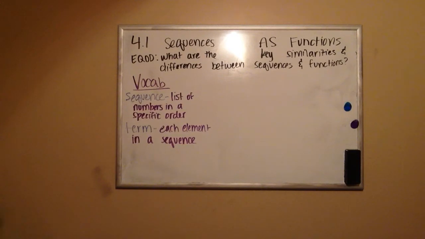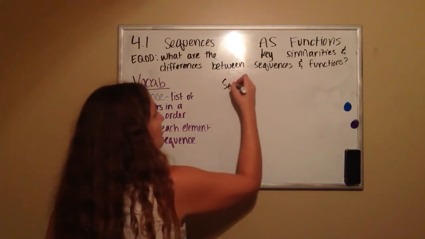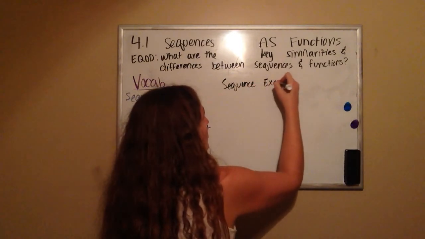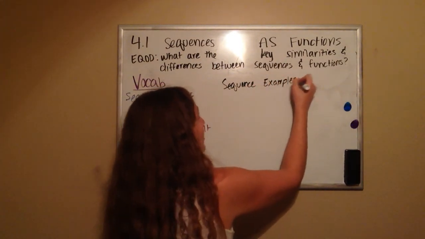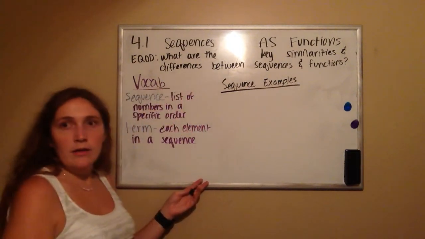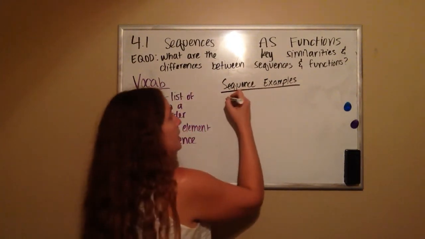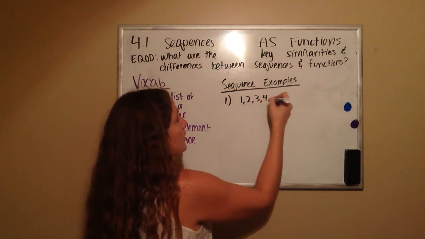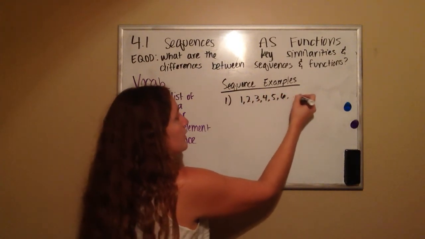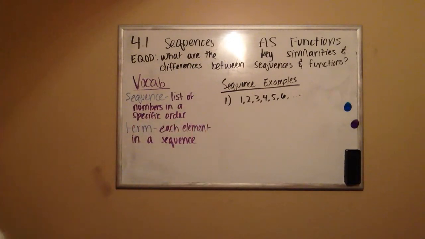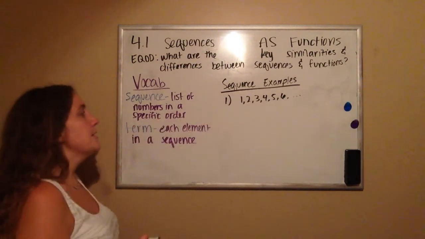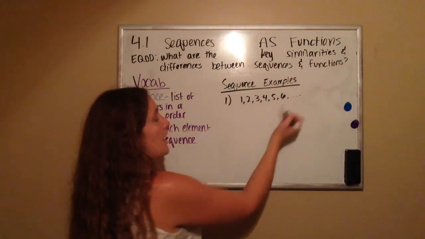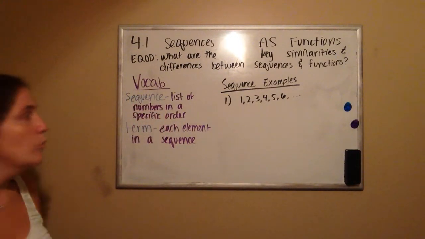Alright, so I'm going to give you guys a couple sequence examples just to start us off. And one of the ones that we've seen since kindergarten is just counting whole numbers. So our first example is just going to be 1, 2, 3, 4, 5, 6, and so on. Okay, that is a perfect example of a sequence. It is a list of numbers, and they're in a specific order. What's happening? I'm adding 1 each time, increasing by 1 each time. Cool. What about another one?